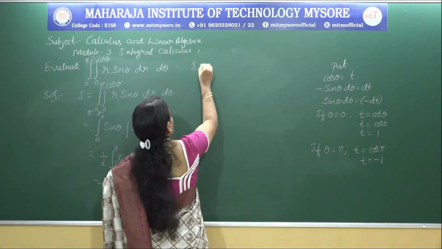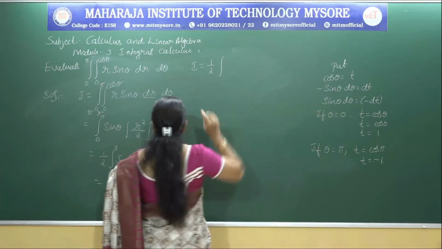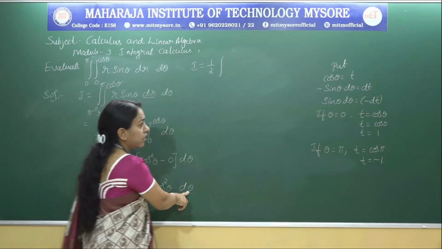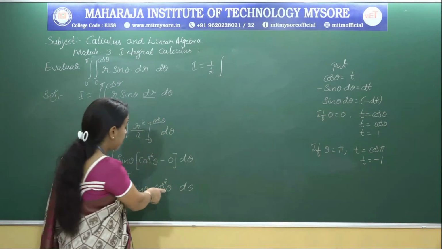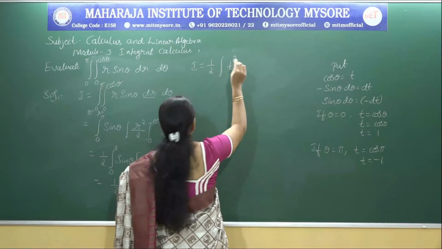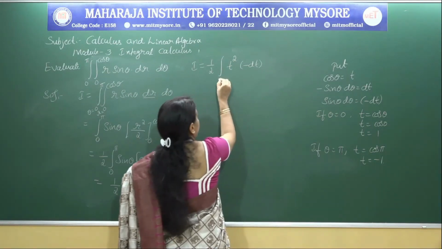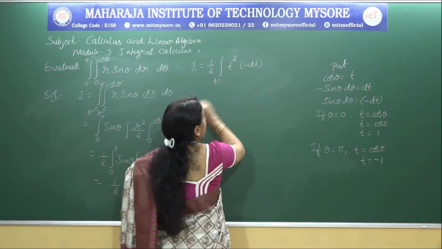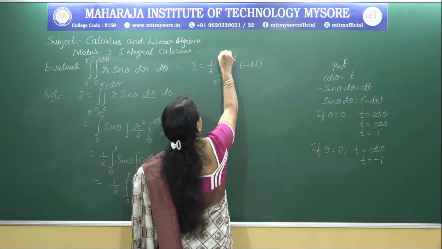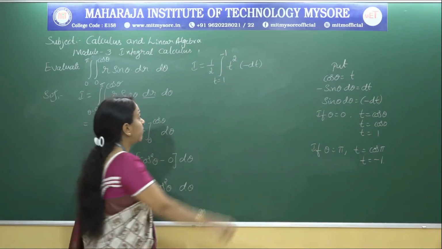So the given integral I reduces to 1 by 2, which remains as it is, times the integral of sin theta d theta, which can be replaced by minus dt, whereas cos theta is replaced by t. We have t square into minus dt between the limits, where instead of 0 to 1 we have 1 to minus 1.